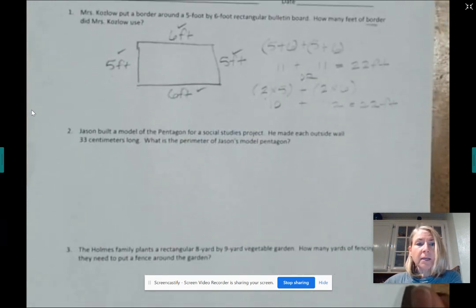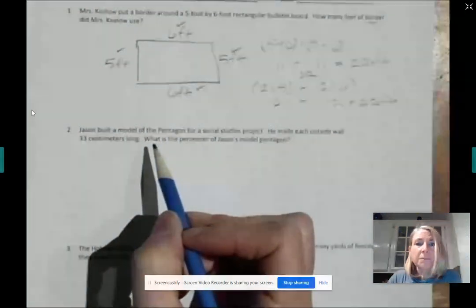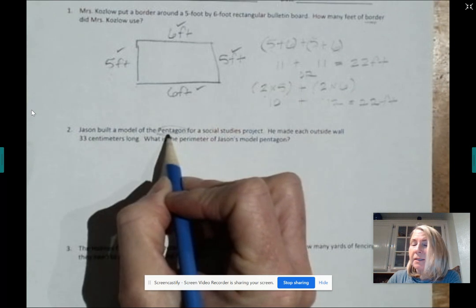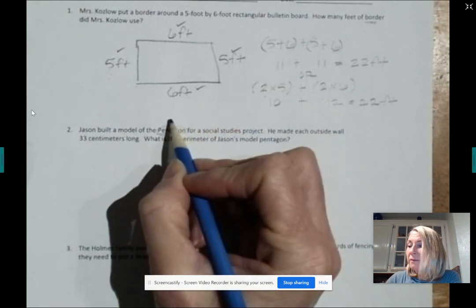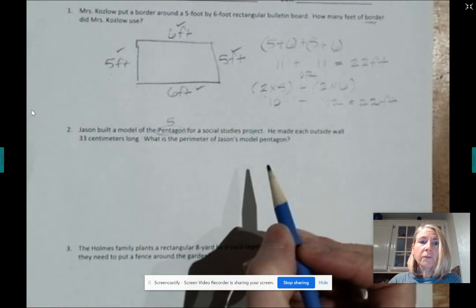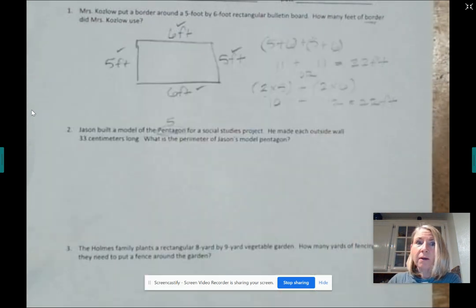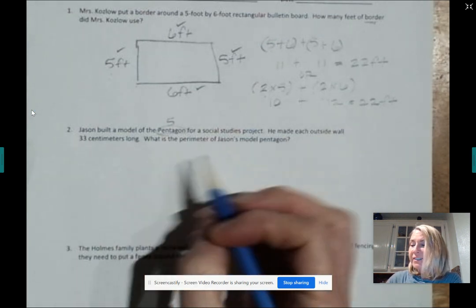Okay, number 2 says Jason built a model of the Pentagon for a social studies project. So right away, my brain is thinking penta, penta, penta, penta. That's 5, right? 5 sides. For a social studies project, he made each outside wall 33 centimeters long. What is the perimeter of Jason's model Pentagon? So we have a 5-sided figure. And one of the things you're going to see in the lesson today is we are going to be using some larger numbers. So that'll give us a little fun challenge.